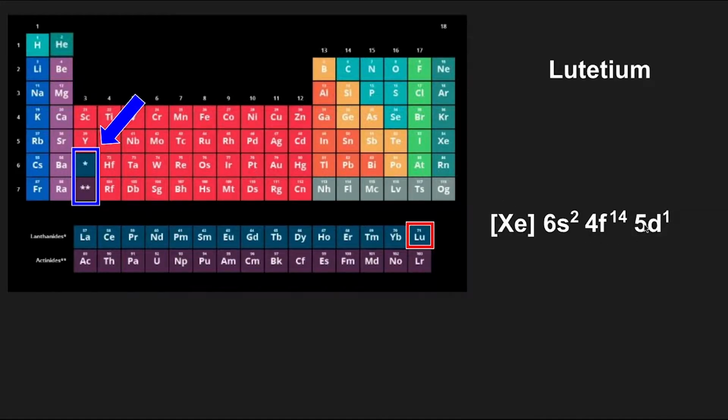So it'd be 5d1. Remember our period rule, 6 minus 1, you get 5. And that's it for lutetium.